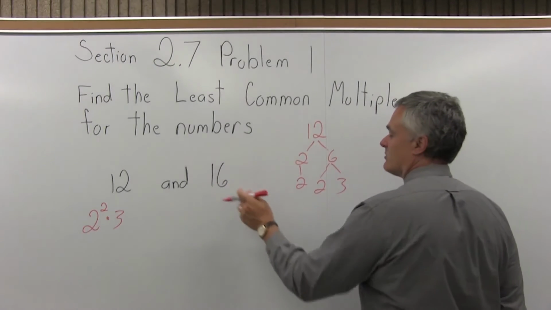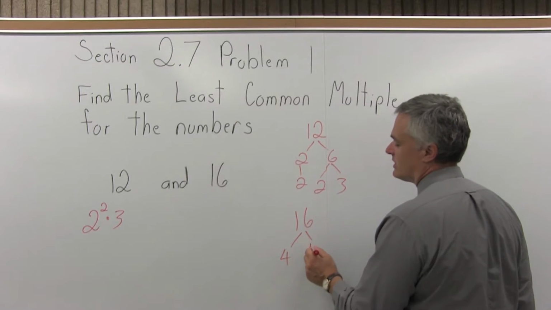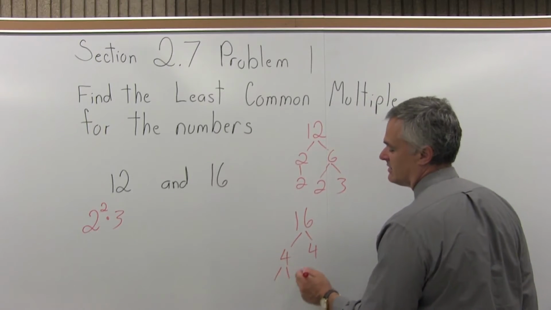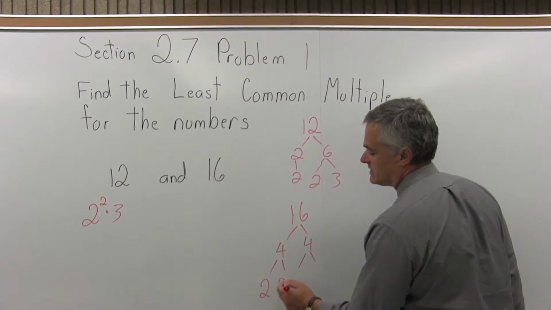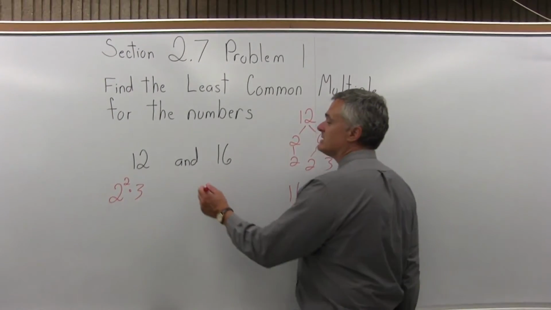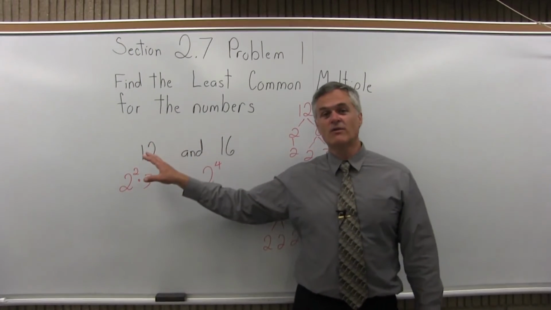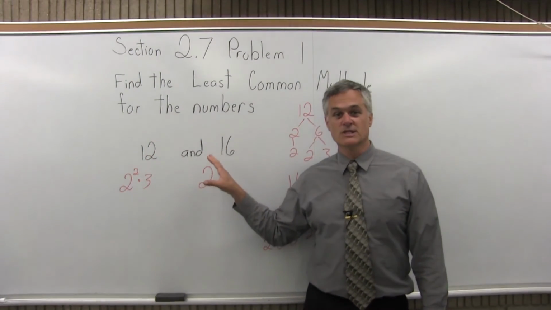And then do the prime factorization of 16. So for 16, you can either go 4 times 4 or 2 times 8. It's going to come out the same in the end. And then both 4s can be split again into 2 times 2. So the 16 breaks down into 2 to the 4th. So now I have the prime factorization for the 12, and I have the prime factorization for the 16.